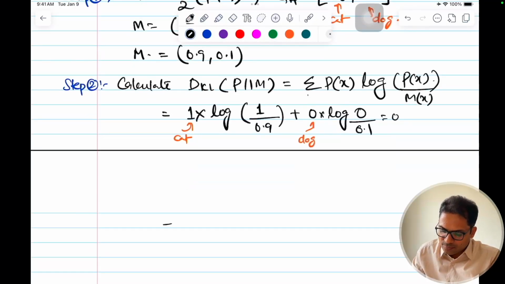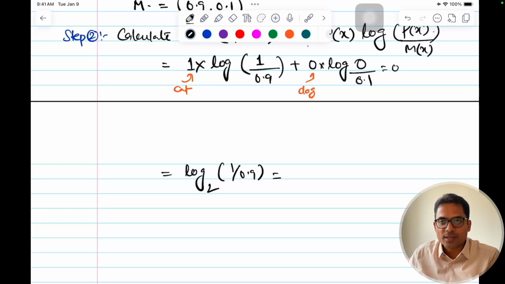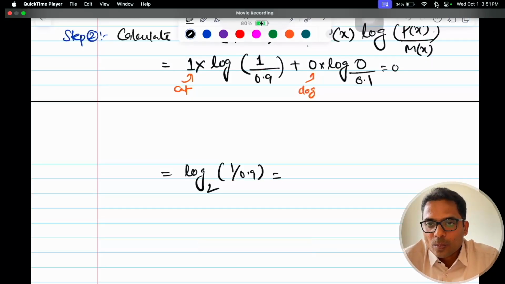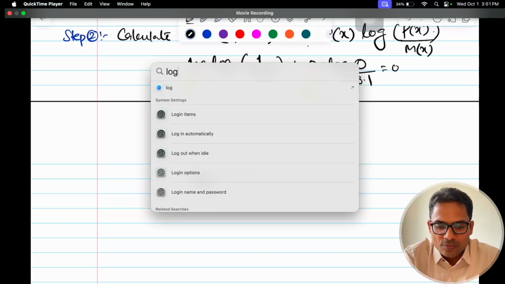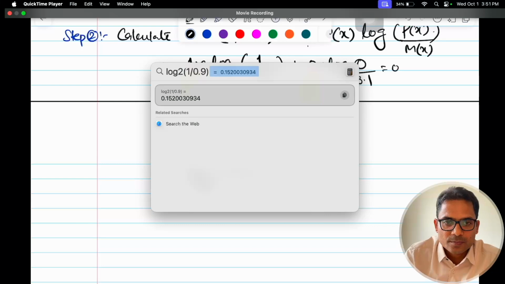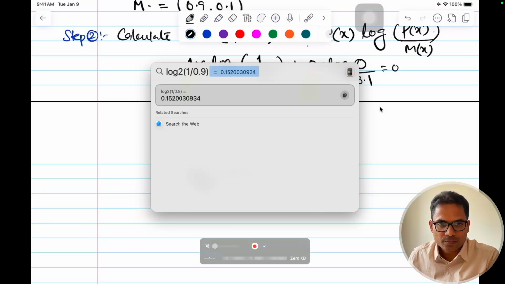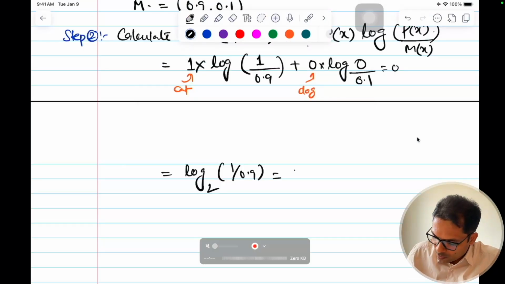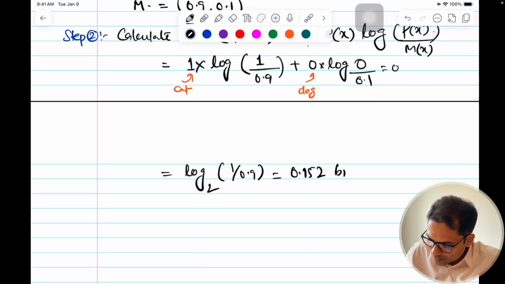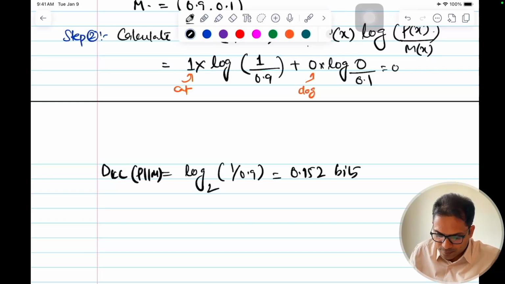So what will this first term be equal to? This is 1. So this is log of 1 by 0.9. Everything is base 2. This is equal to, let's calculate this quickly. Log base 2 of 1 by 0.9 is equal to 0.152 bits. This is your DKL of P and M.